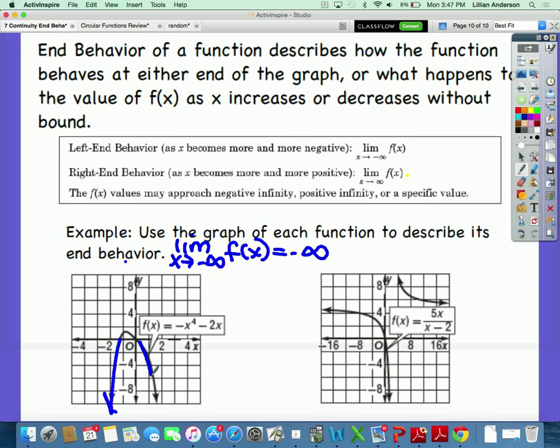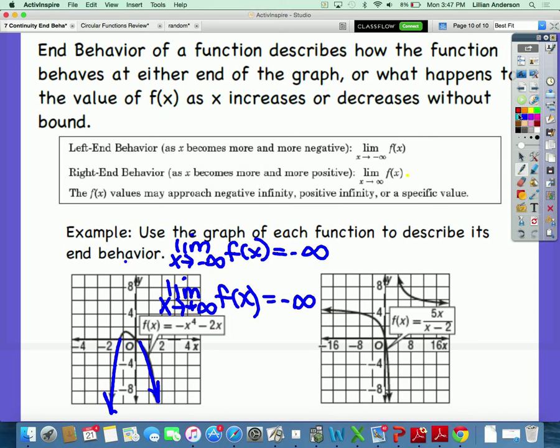Now if I look at the right end behavior, again, as x gets bigger and bigger and bigger, my y's are also getting basically smaller. They're getting closer to negative infinity. So the limit as x approaches positive infinity of the function is approaching negative infinity as well. And that's how you describe end behavior using limit notation.